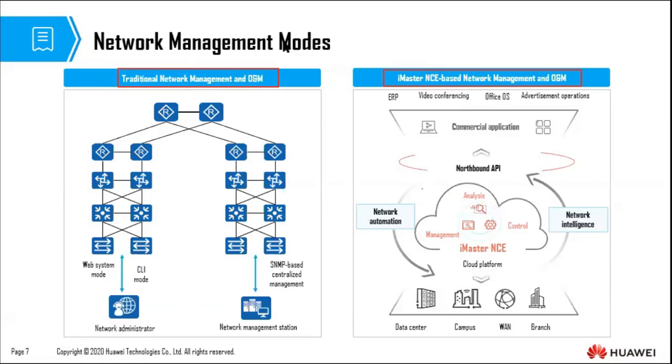Now, when we are using traditional methods to manage the network, we can do so in one of three ways. So look here. The first one is by using a web system. The second one is by using the CLI, the command line interface. And lastly, you can use a protocol called SNMP in order to offer centralized management.